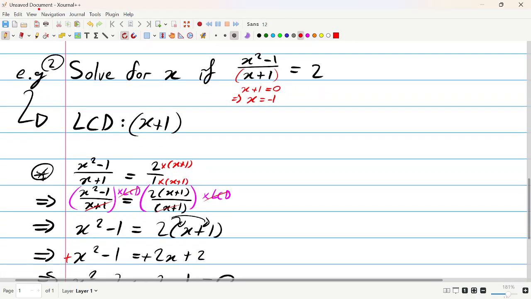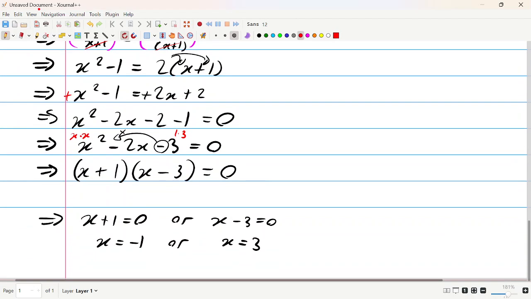So do we have x equals negative 1? Yes, we do. Therefore, we have to exclude it by putting a stripe in the equal sign. So x cannot be equal to negative 1. Therefore, the answer is x equals 3. So that will be equations with fractions.